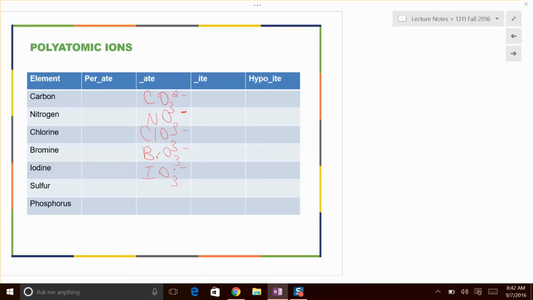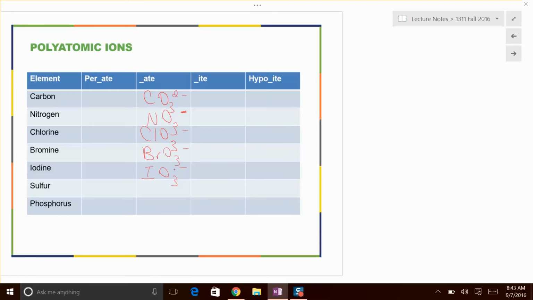So you can think of it as -1 here. You start over at oxygen, -1, -2 as you go in. So you could imagine that borate would have a -3. We're not going to learn that one. You don't need to. It's not a very common one. We're just learning the really common ones.